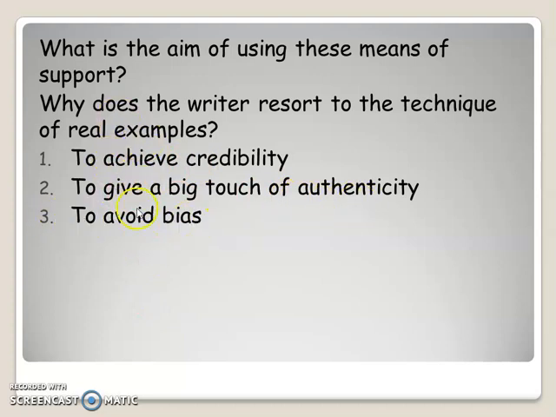So guys, I have these 3. Authenticity is credibility. It's the same. It's the being believed. So the writer uses these techniques in order to achieve credibility, give a big touch of authenticity, and avoid bias. He doesn't want to be supporting one point for no reason, or because he has a certain emotion towards this thing. No. He's trying to avoid bias. So guys, these are the possible questions and answers, and this is everything that you need to know about types of evidence.